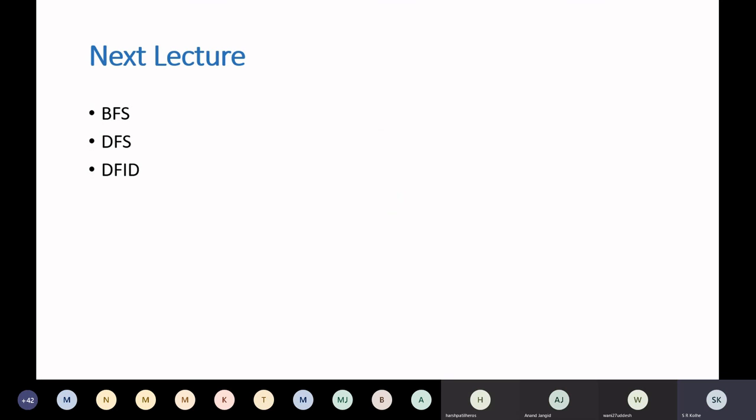In the next lecture, we will discuss the breadth first search algorithm, and we will analyze that algorithm also. Then we will discuss the depth first search algorithm, called DFS, and the third algorithm that we will be discussing is the iterative deepening depth first search algorithm, DFID, which is a variation of DFS and BFS.